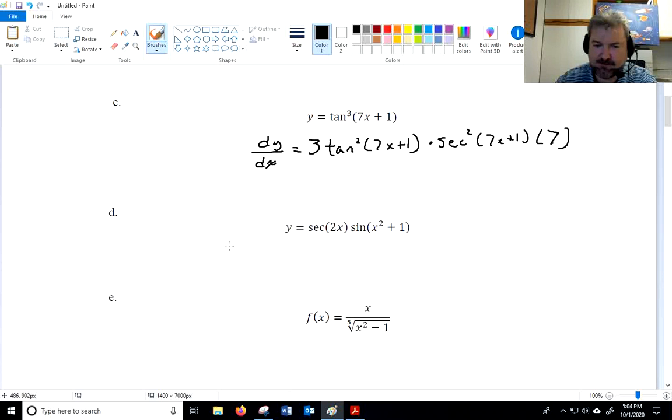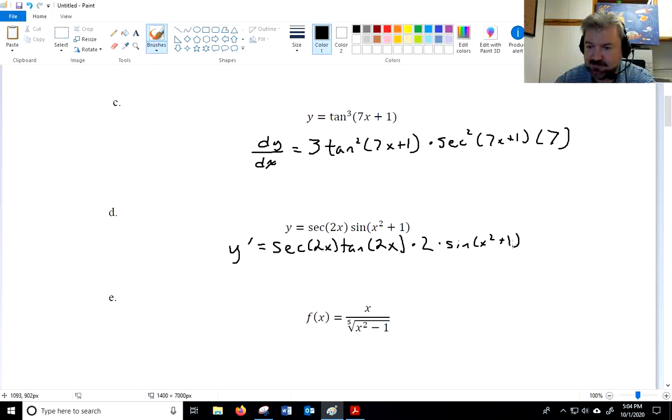Oops, looks like we have to use our product rule here. y prime is equal to the derivative of the first. The derivative of secant is secant u tangent u prime. That's the derivative of the first times the second, which is the sine of x squared plus 1, plus, you mind if I bring it down here, plus the secant of 2x, the first, times the derivative of the second, which is cosine of x squared plus 1 times the derivative of the inside of cosine, which is 2x. Whew, that was a long one, right? All right, let's do the next one.